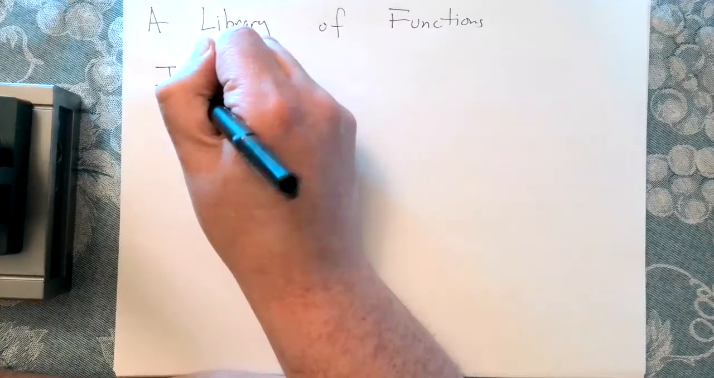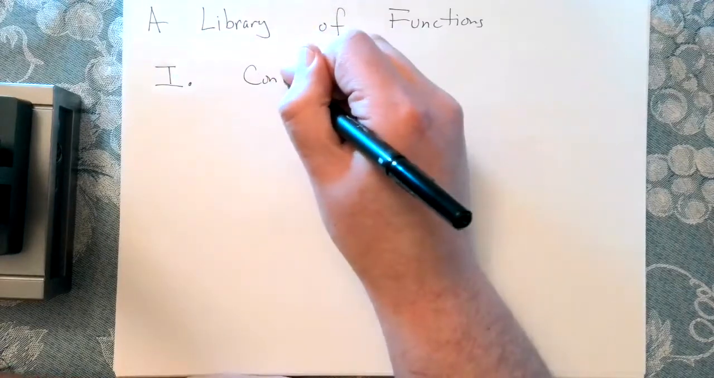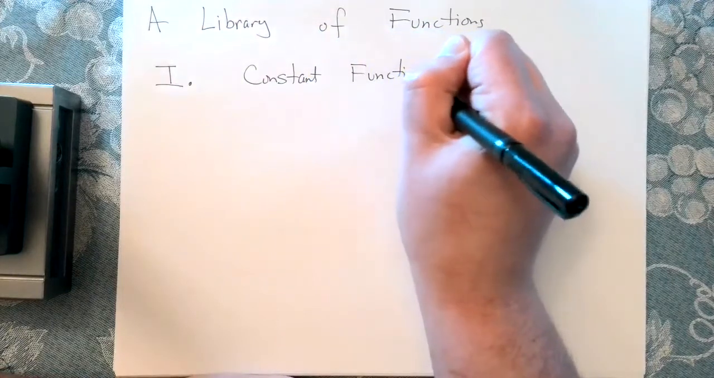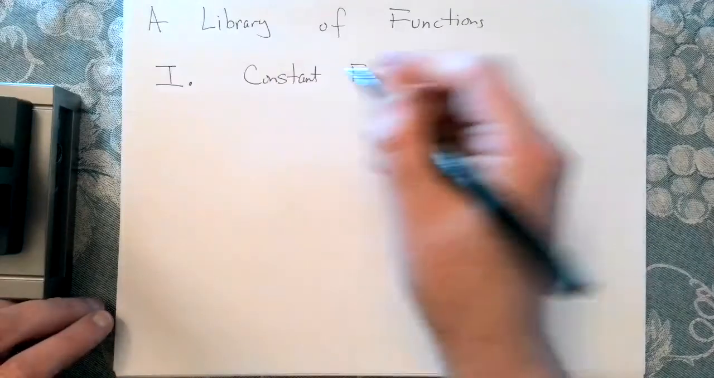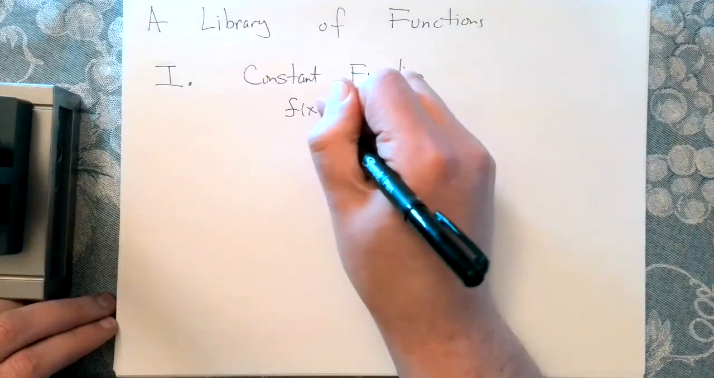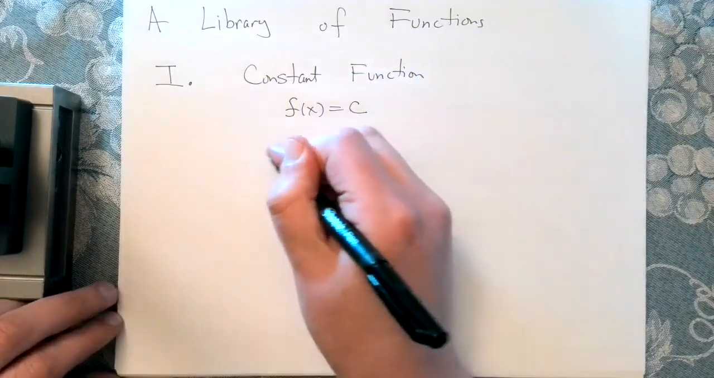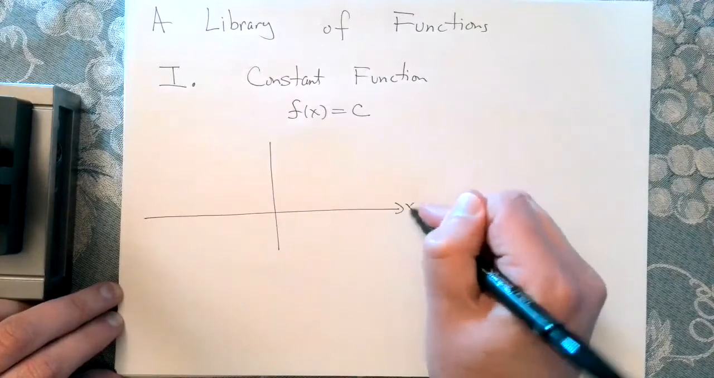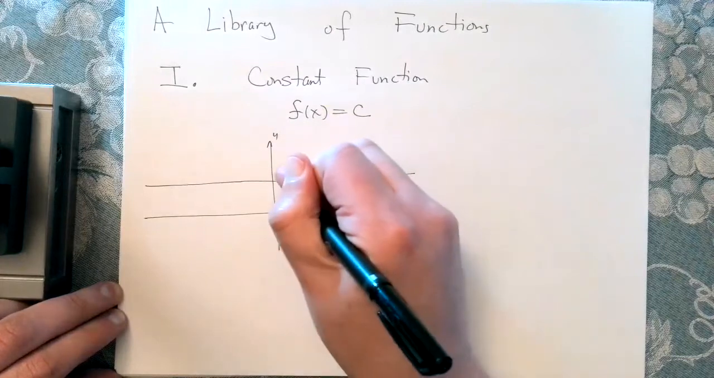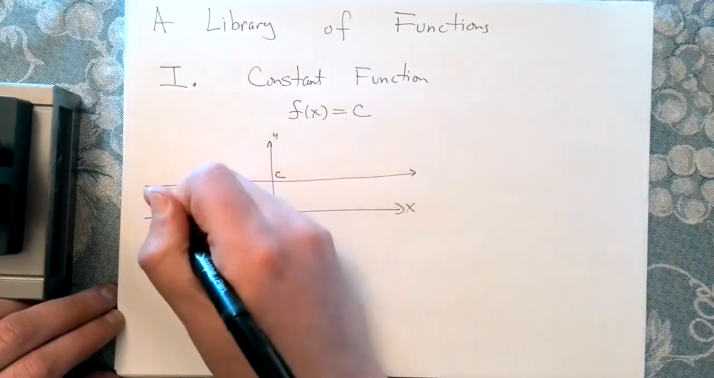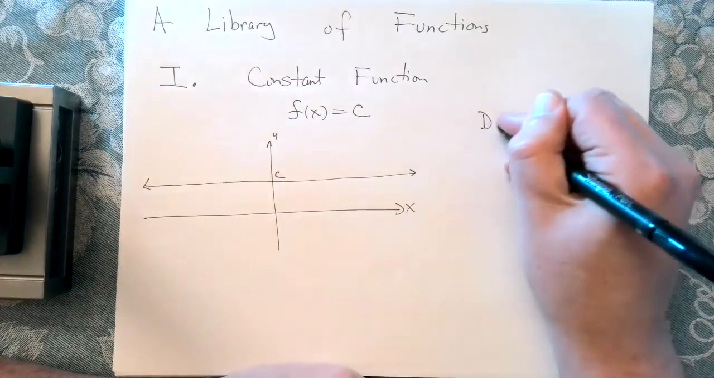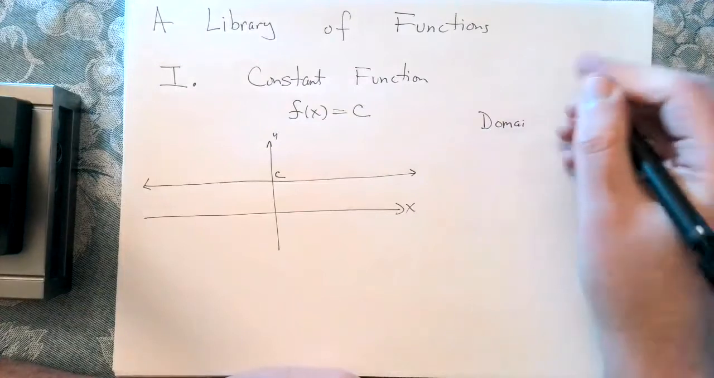So first in our library is a constant function. And so that might be y equals c, or f of x equals c, where c is a real number. And that might look like this. So let's say here c. This is the line y equals c, or f of x equals c. And we want to note some important features like the domain. And I'll start to talk about the range.